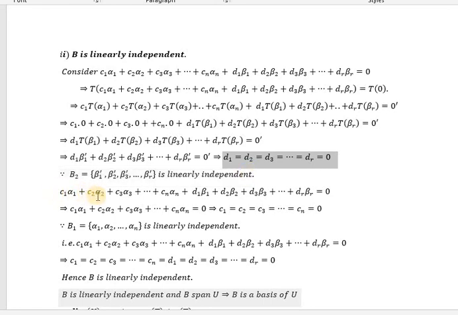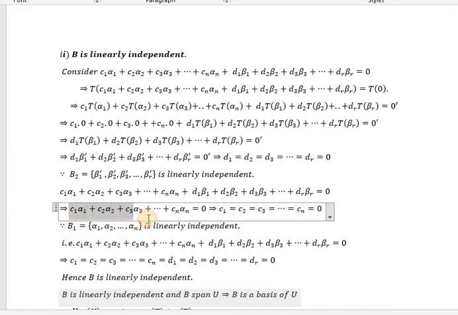So that is c1 alpha 1 plus c2 alpha 2 plus so on cn alpha n plus d1 beta 1 so on dr beta r is equal to 0. See, further this implies that c1 alpha 1 plus c2 alpha 2 plus cn alpha n is equal to 0. Why? Because alpha 1, alpha 2, alpha 3 are the elements of N of T, therefore they are mapped to 0. Hence, these elements cannot be 0, but the scalars along with them, c1, c2, c3 and so on, are equal to 0.